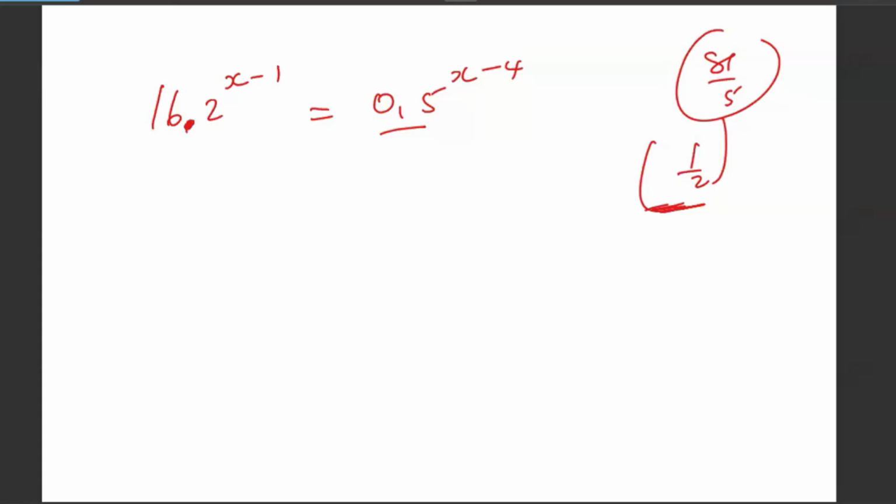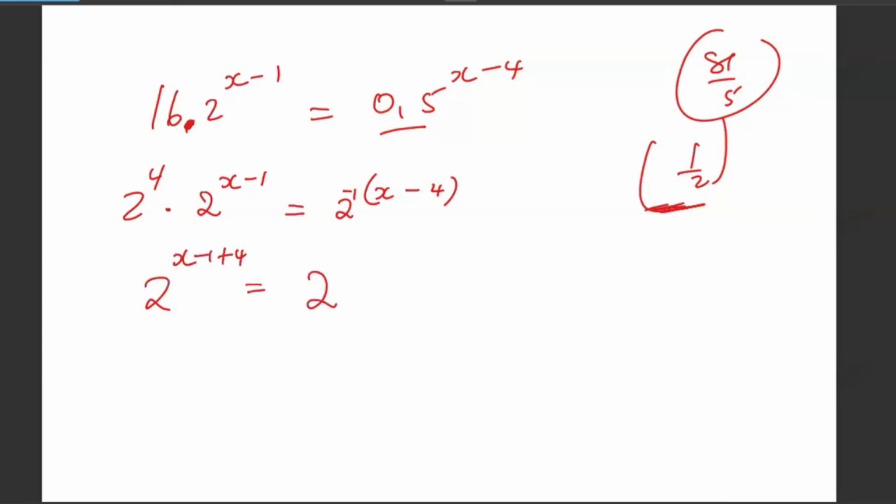We cannot have a 16 comma something. So this should be 2 to the exponent of 4. This is 2 to the exponent of that, okay? Then this side, we know that a half is the same as 2 to the negative 1. But now we're multiplying it by something like that. Let's simplify this. Bases are the same. We must add up the exponents. That's x minus 1 plus 4 is 2 to the negative x plus 4.